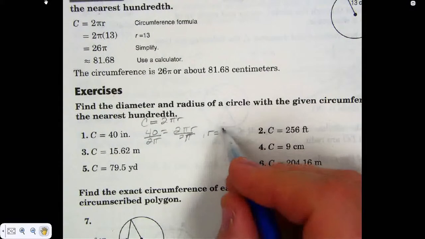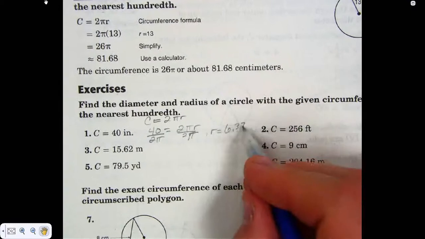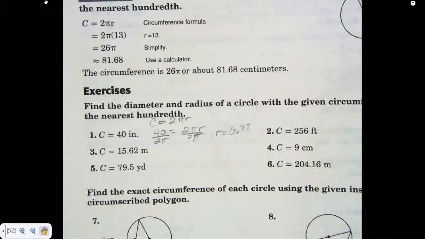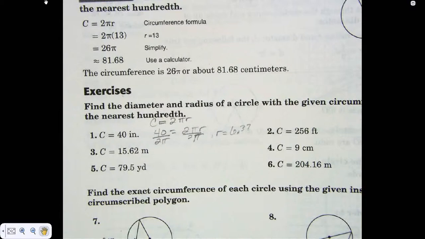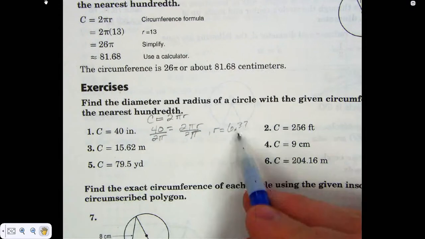What do you guys get as an answer? 6.37. Is that what you guys got? Type it in right there, 40 divided by 2, then divided by pi. Yeah, so 6.37. What do you put in for the radius? That's the radius, 6.37.